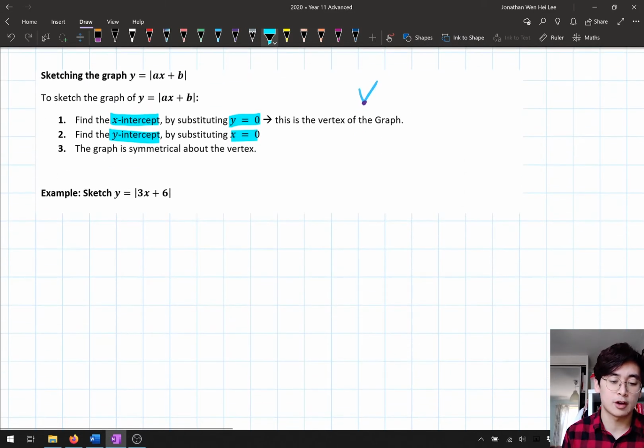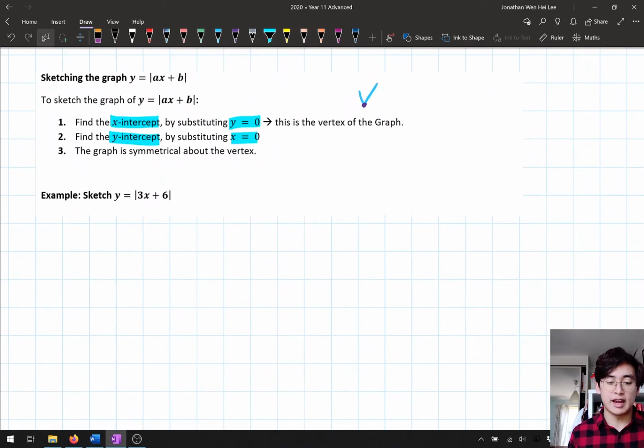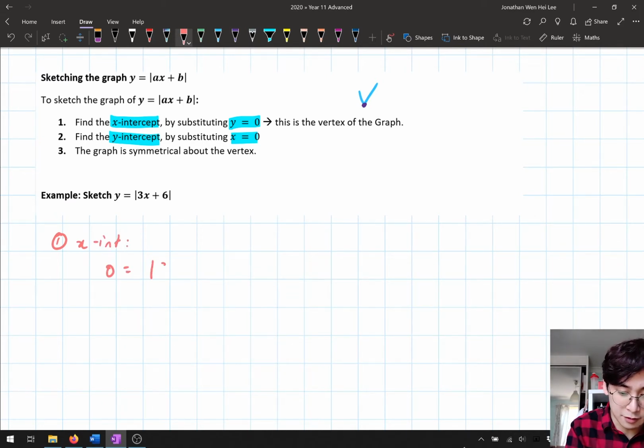So for example, let's have a go at sketching this graph here. So y is equal to the absolute value of 3x plus 6. Okay, first step, I'm going to find the x-intercept. I'm going to substitute y is equal to 0. So I've got 0 is equal to the absolute value of 3x plus 6.